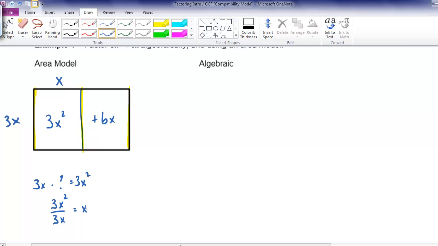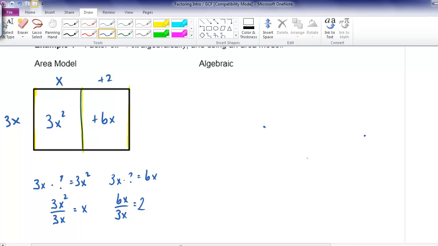Similarly, in the second little piece we have to figure out, what is 3x times question mark is equal to 6x? Well, 3 times 2 is equal to 6, and x times 1 is equal to x. So we end up with a 2. Or we're asking ourselves, how many times does 3x go into 6x? 3 goes into 6 twice.